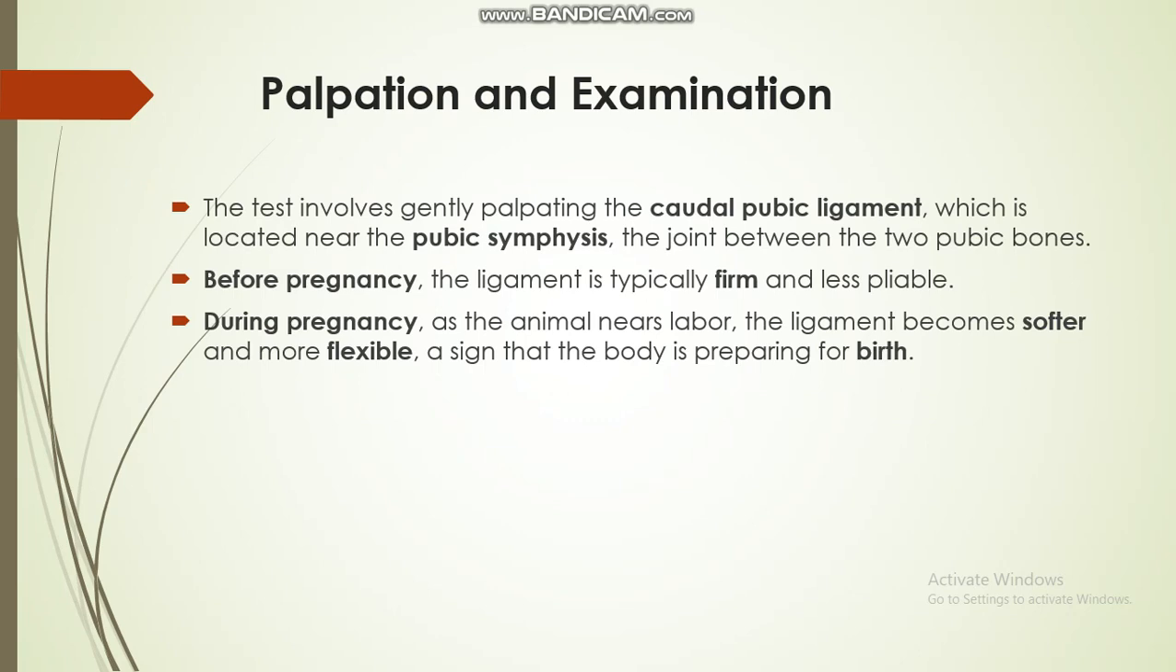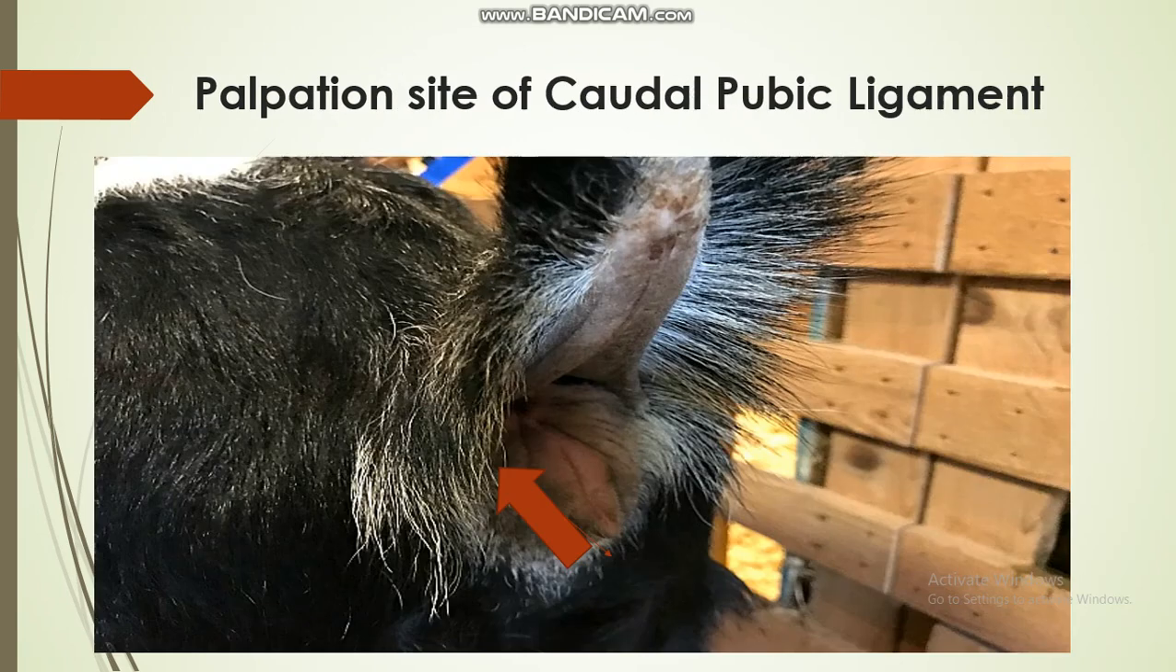Palpation and examination of the CPL, the caudal pelvic ligament. The test involves gently palpating the caudal pelvic ligament, which is located near the pubic symphysis, the joint between the two pubic bones. Before pregnancy, the ligament is typically firm and less pliable, tight before the pregnancy. But during pregnancy, as the animal nears labor, the ligament becomes softer and more flexible, a sign that the body is preparing for birth. It's a very key sign.